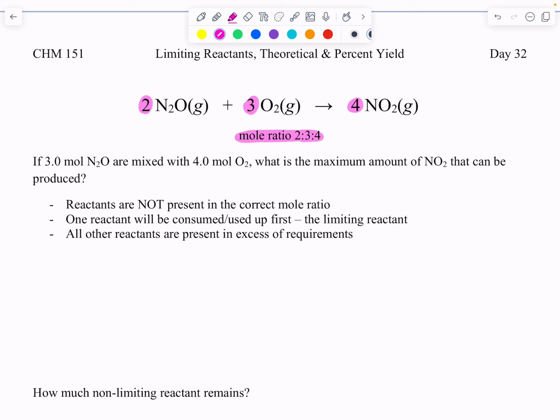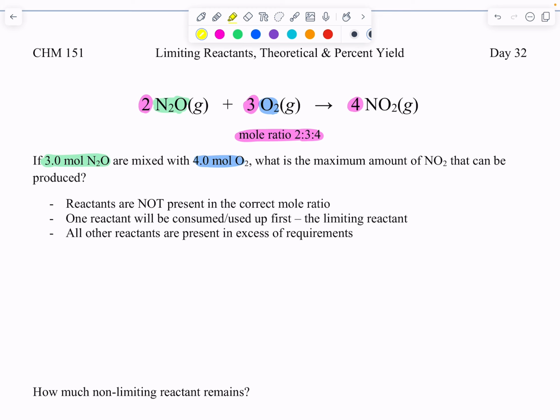Now, for our N2O here, if we have 3 moles mixed with O2, 4 moles, your question is, what is the maximum amount of product, NO2, that we can make? If you notice, 3 and 4 are different from the actual mole ratio of the reaction. That's just how it works.